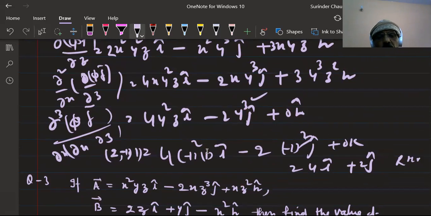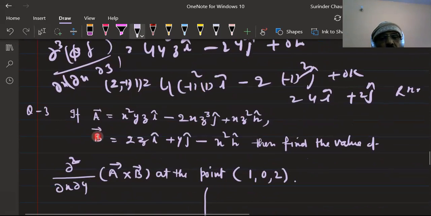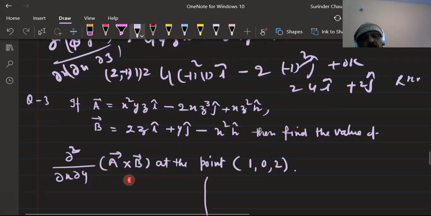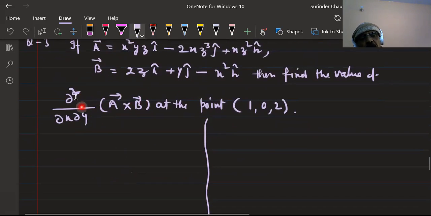Now let's go to the next problem. I'll tell you how to find them. A vector is this, B vector is this, then find the value of the second quantity at x. Again, how to solve this problem? We'll find its value at the point (1, 0, 2). First, we'll find the cross product of these vectors, then differentiate with respect to y and then x, then substitute the values, replacing x by 1, y by 0, and z by 1.